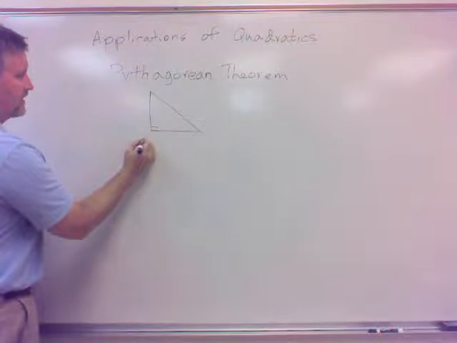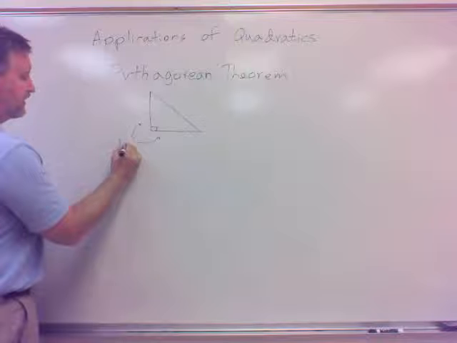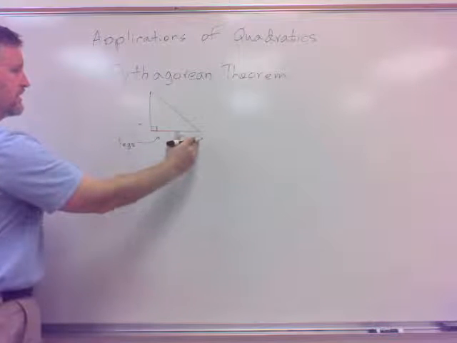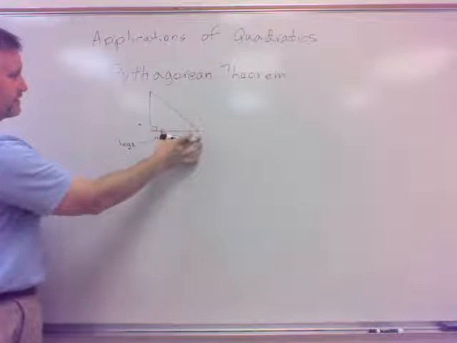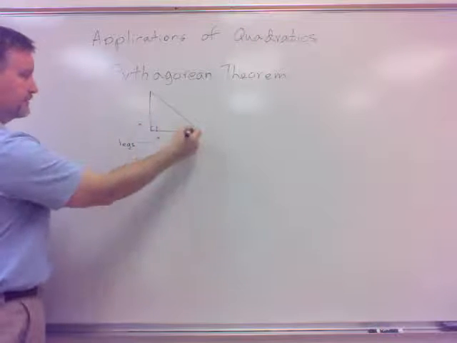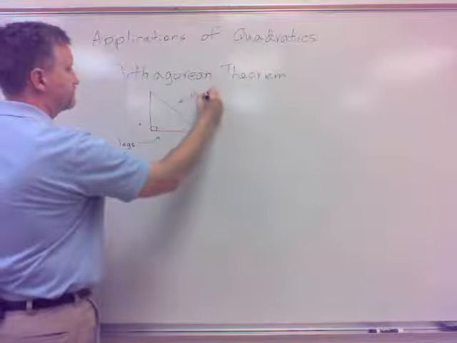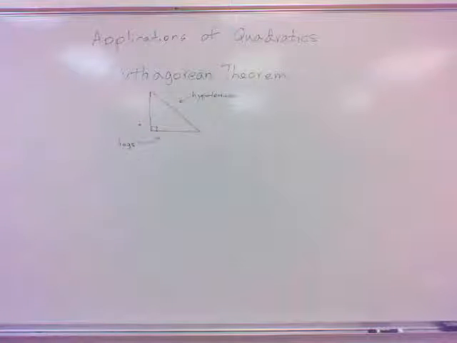Now, the sides that make up the right angle are called the legs. And then the longest side is opposite the 90-degree angle. That'll be the longest side, and these two will be smaller. The one opposite the 90-degree angle is called the hypotenuse. And so the Pythagorean theorem is based upon a right triangle. This theorem only works for right triangles.